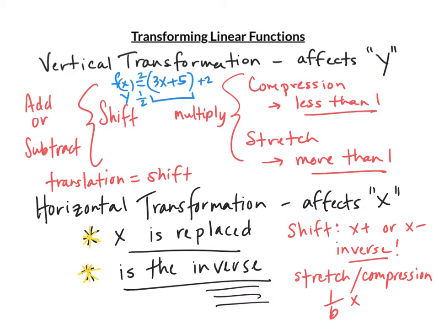Now keep in mind, generally, a horizontal stretch is a vertical compression, and a horizontal compression is a vertical stretch. That's not perfect in all situations, but for linear it is. So what do I do when it's horizontal? I replace x. That's how I tell. If x is being replaced, it's horizontal. What do I have to know? It's the inverse. Let's look at some examples.